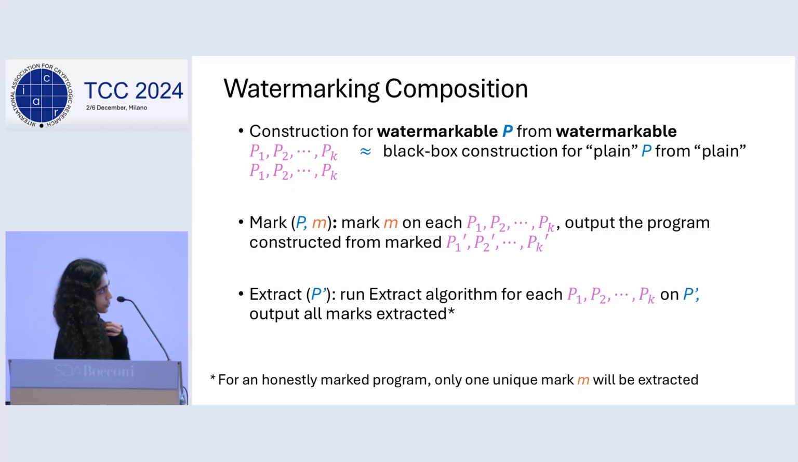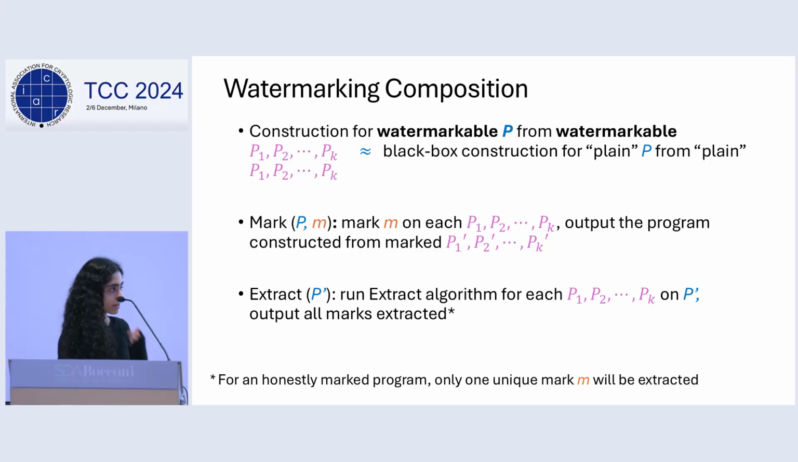That's all I'll say on the construction. But now let's assume that we have a watermarked P from these watermarked building blocks P1 through PK. If we want to mark this watermarked program P with mark M, then we mark M on each of the building block primitives P1 through PK. This would give us marked building block primitives P1 prime through PK prime, and then we put these marked primitives through our construction to get the marked target primitive P prime.